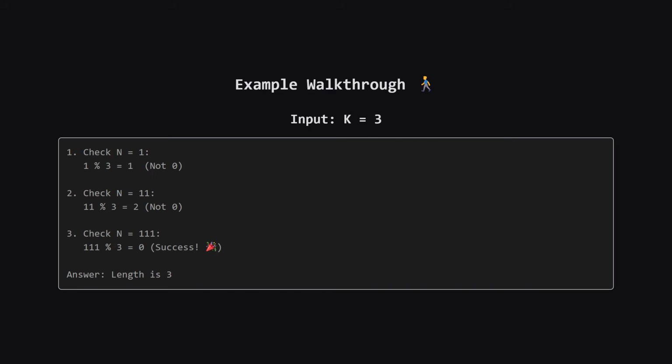Let's walk through a simple example, with k equals 3. We want to find a number made of ones divisible by 3. First, we check the number 1. 1 divided by 3 leaves a remainder of 1, so that's not it. Next, we try 11. 11 divided by 3 is 3, with a remainder of 2. Still not 0. Next, we try 111. 111 divided by 3 is exactly 37, with a remainder of 0. Since the remainder is 0, we found our number. The length of 111 is 3 digits, so our answer is 3.